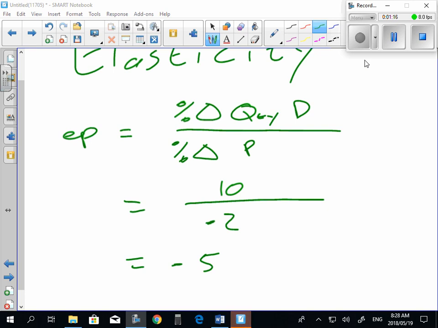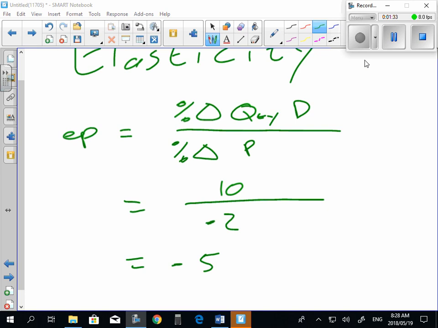A couple of things that you need to know about your answer to your elasticity equations. It's its own value. It's not a percentage. It's not an amount of liters. It's not a rand value. It's its own sort of thing. It's its own variable.